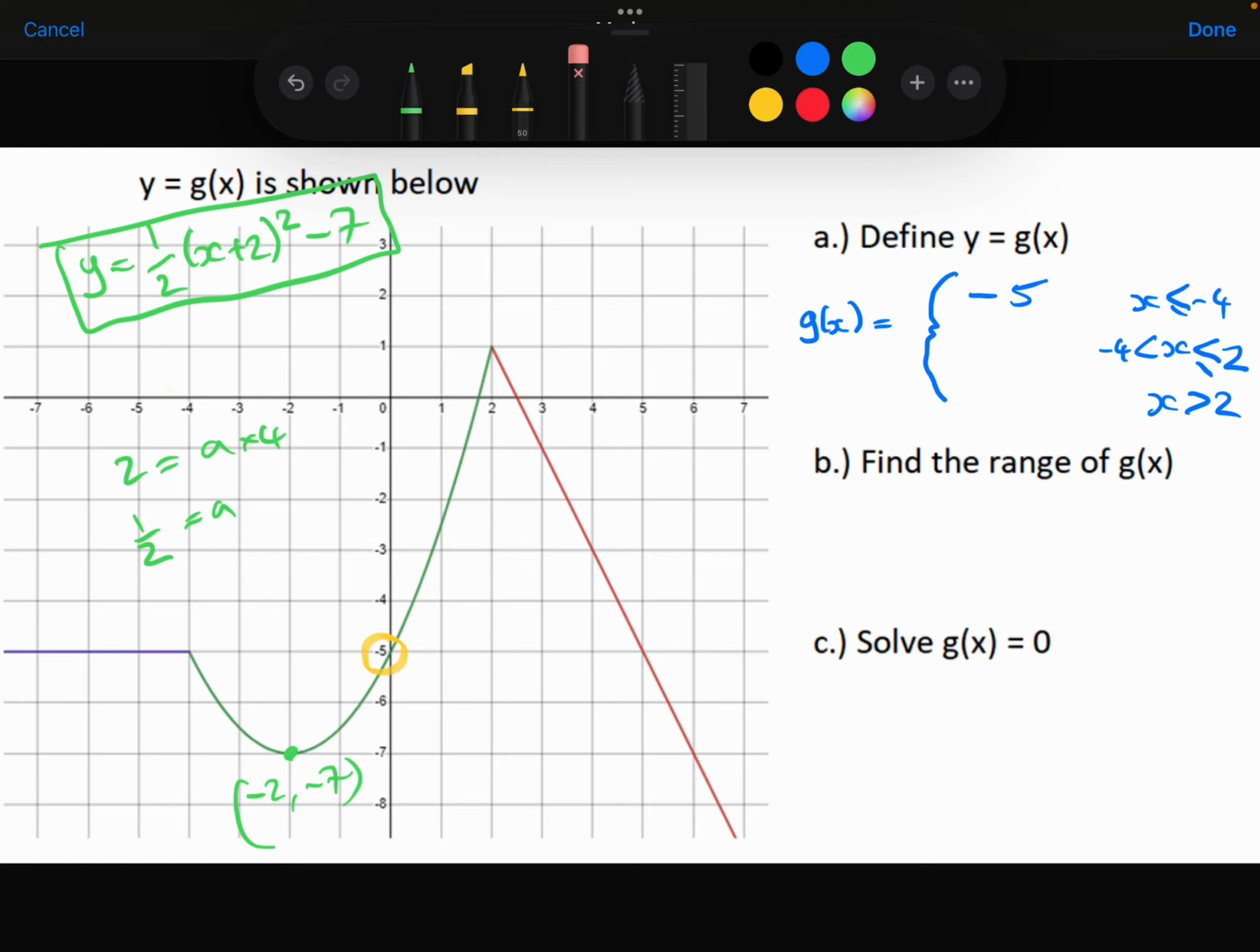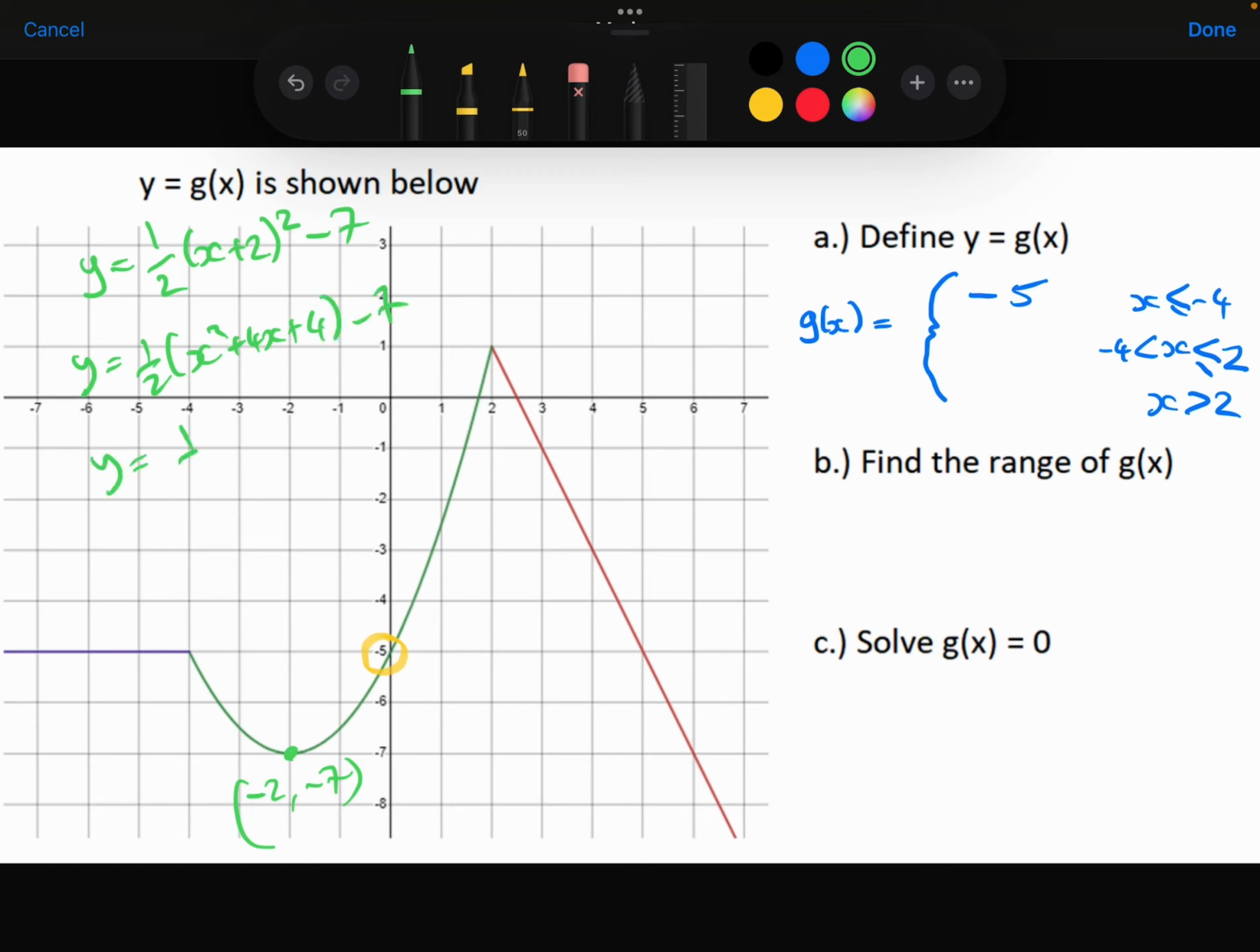which I'm actually going to expand out just so it's in a slightly more familiar and comfortable form. So let's expand those brackets to get x squared plus 4x plus 4. And we'll half each of those to be a half x squared plus 2x plus the 2 minus the 7. And the 2 minus the 7 is minus 5.